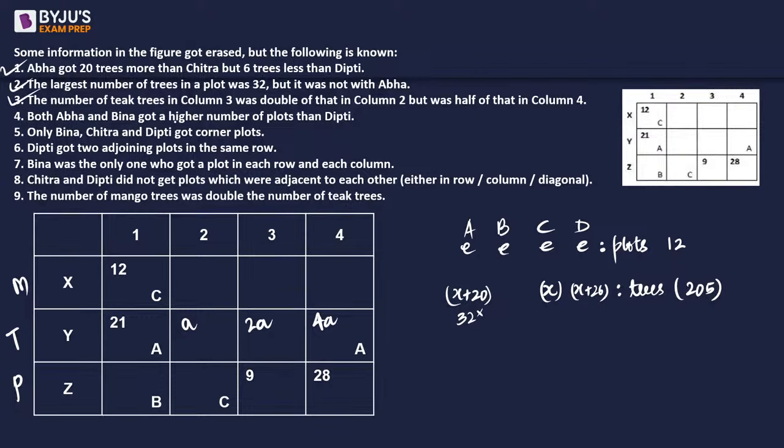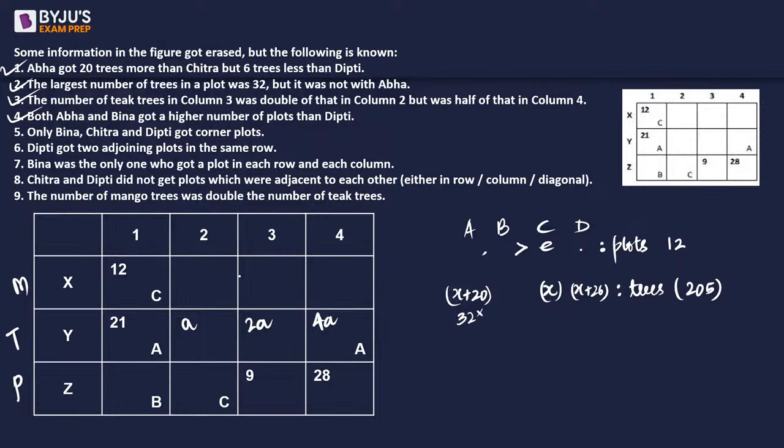Both Abha and Bina got a higher number of plots than Dipti. So if I am talking about the number of plots, Abha and Bina have more than Dipti. So whatever number of plots Dipti got, Abha and Bina both got more than that. Okay? It's more about Dipti, not Chitra. Only Bina and Chitra, only BCD got corner plots. We don't know about that. We'll check that later on.